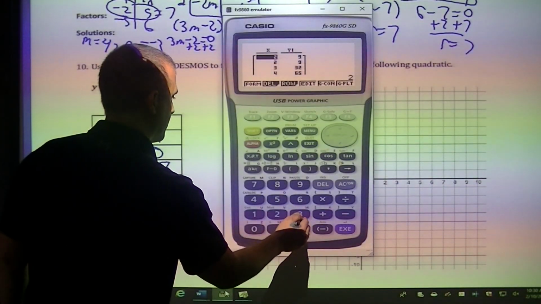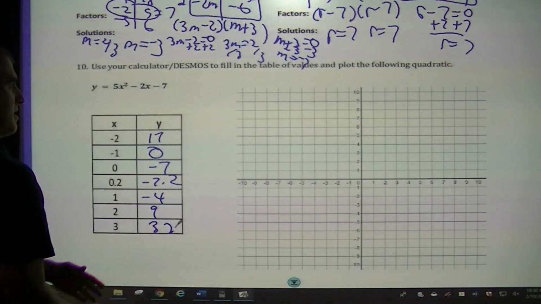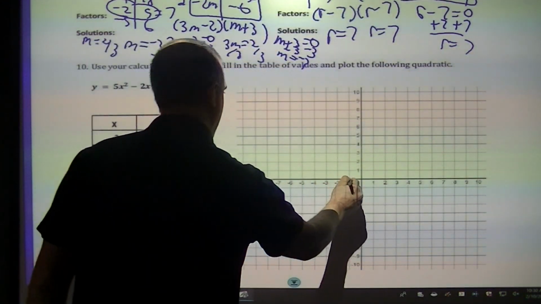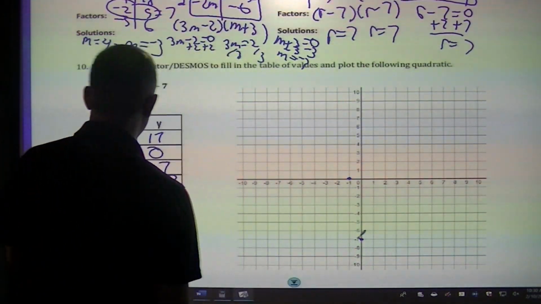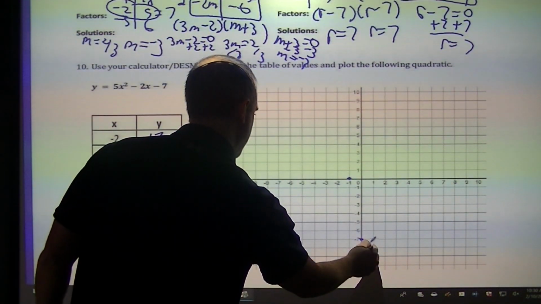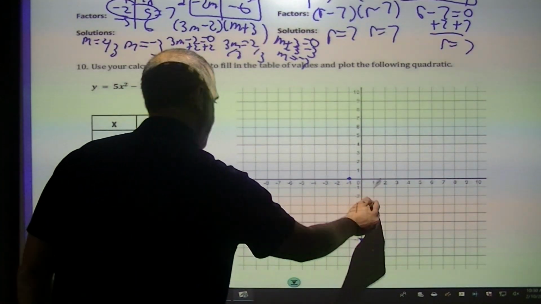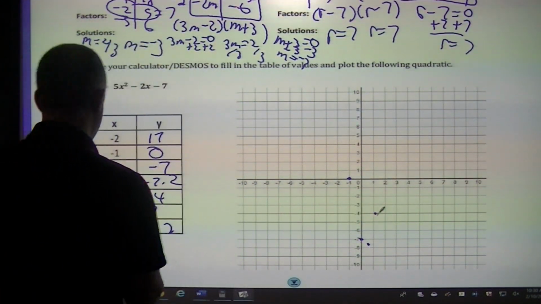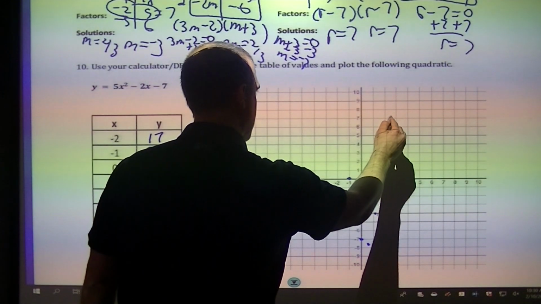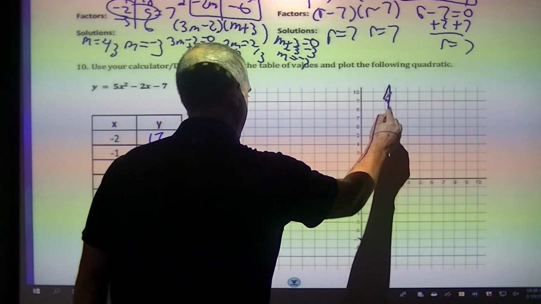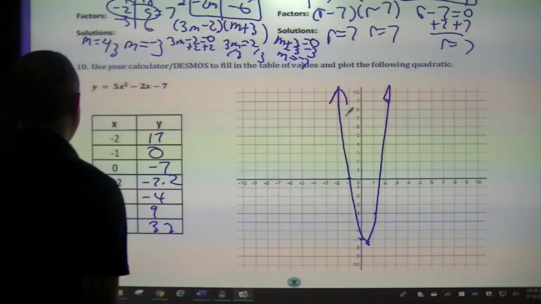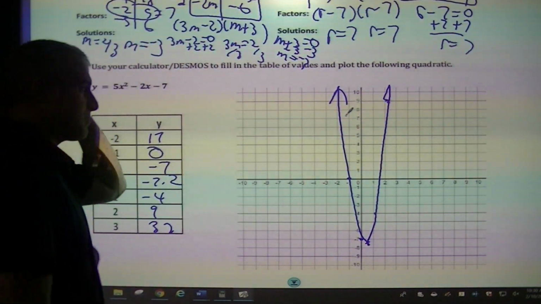Okay, so some of these are off the graph. So negative 1, I could graph negative 1, 0, 0, negative 7, 0.2, negative 7.2, 1, negative 4, 2, 9, and then I would just have this little graph here. Okay? All right? And that's pretty much what you would do.